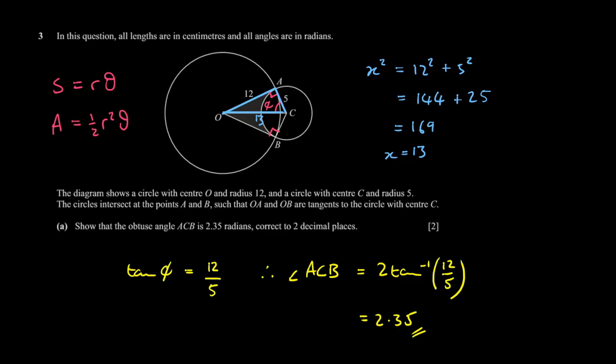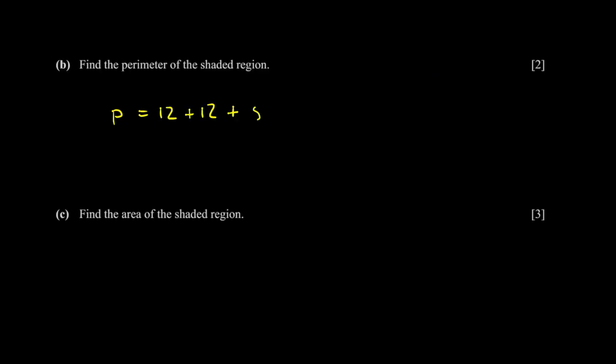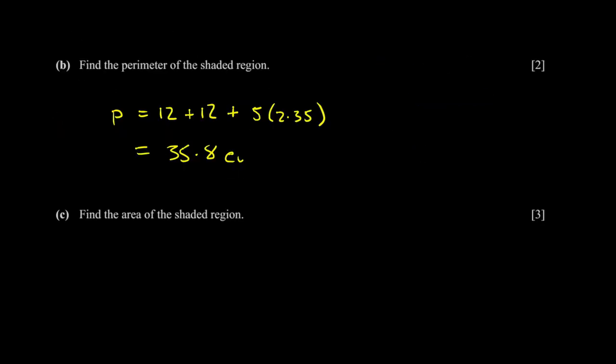So the perimeter will be equal to 12 plus this r theta. So the r will be 5 times by the angle, which was the 2.35. So 5 times by 2.35. Okay, so let's put that into the calculator. So times by 5 plus 24, I get 35.76. Okay, so I will leave that as 35.8. And did it give us the units? Lengths are in centimeters, so this is 35.8 centimeters.